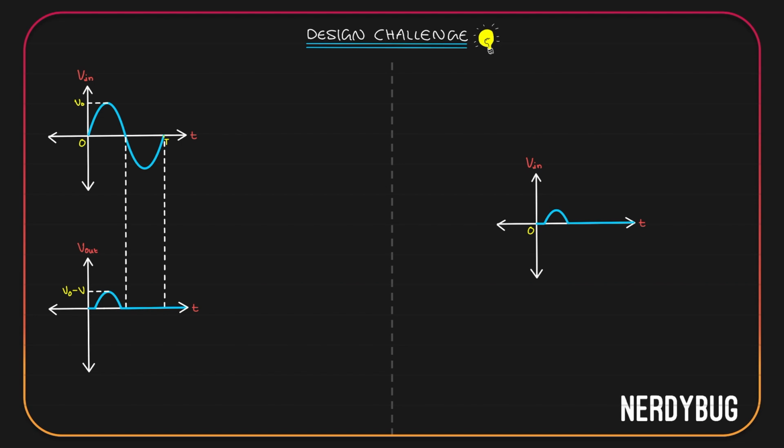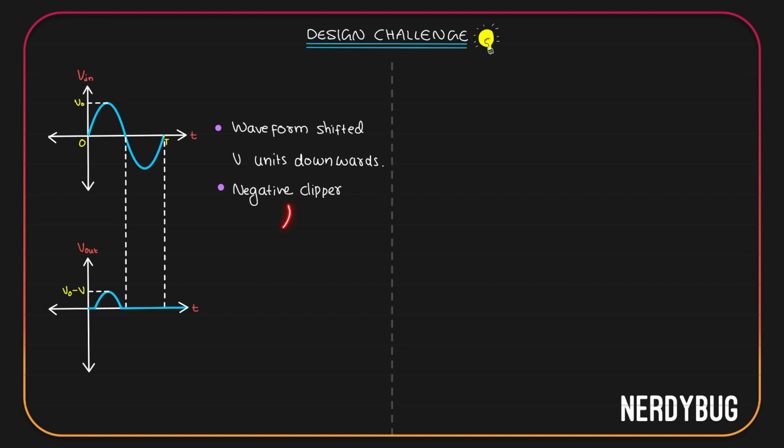Let's write it down. The waveform has to be shifted V units downwards, and since the negative part is being clipped, this is a negative clipper. Let's design the circuit. To clip the negative part, I will take a half wave rectifier.